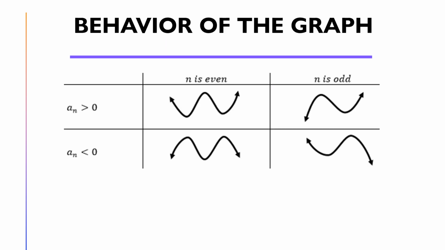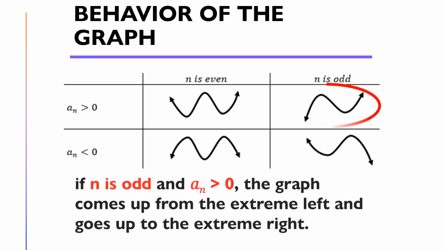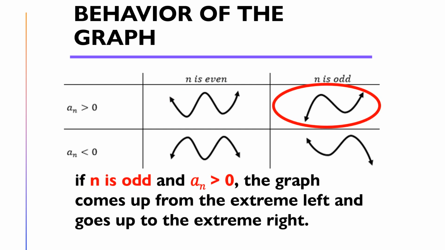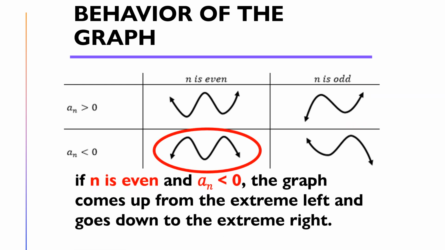Okay, so ang behavior of the graph, so if n is even, or yung degree, and a sub n, or the leading coefficient, is greater than 0, then the graph comes down from the extreme left and goes up to the extreme right. So, ayan ang itsura nun. If n is odd and a sub n is greater than 0, the graph comes up from the extreme left and goes up to the extreme right. If n is even and a sub n is less than 0, the graph comes up from the extreme left and goes down to the extreme right.